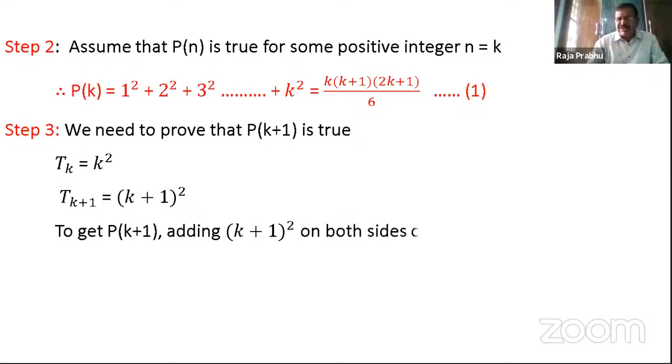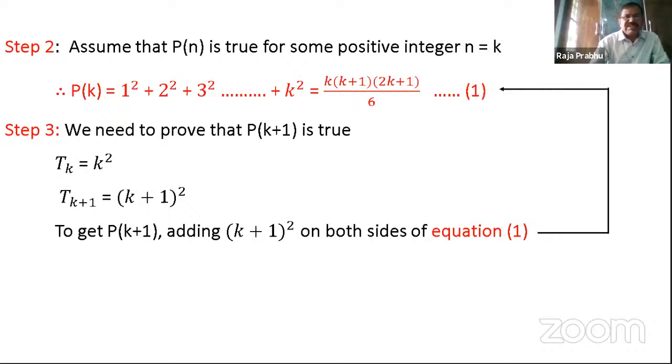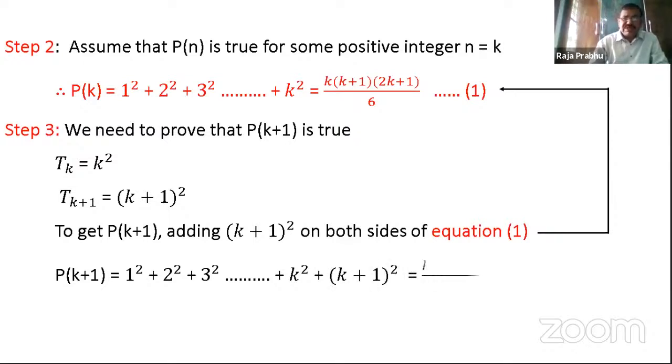Okay, now to get P of k plus 1, usually we have to add the k plus 1th term on both sides of that equation 1. Okay, let us see what it is. See children, what is equation 1 now? That is P of k. It is very clearly indicated. I hope you are following that. Okay, now I'm adding k plus 1 whole square on both sides of that equation 1. Then it becomes P of k plus 1 is equal to 1 square plus 2 square plus 3 square and so on up to k square plus k plus 1 whole square, is equal to, the right hand side up to the kth term is k into k plus 1 into 2k plus 1 by 6. Now up to the k plus 1th term, plus k plus 1 whole square is also added.